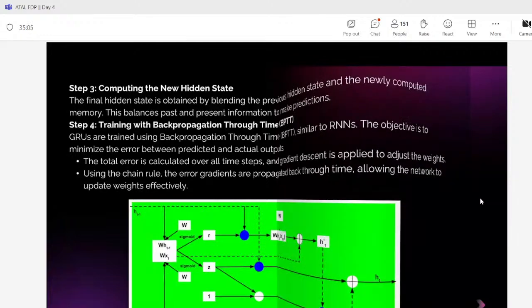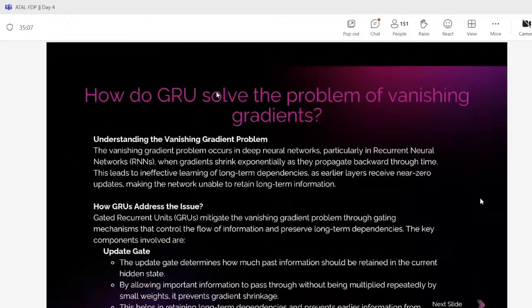And how do GRUs solve the problem of vanishing gradients? The vanishing gradient problem occurs in deep neural networks, particularly in RNNs, when gradients shrink exponentially as they propagate backward through time. This leads to ineffective learning of long-term dependencies, as earlier layers receive near-zero updates. So this will make the entire network unable to retain long-term information. Okay, so this is the basic major problem.